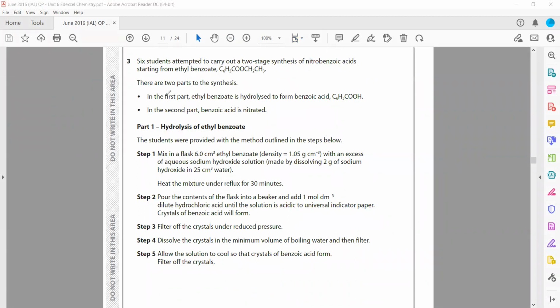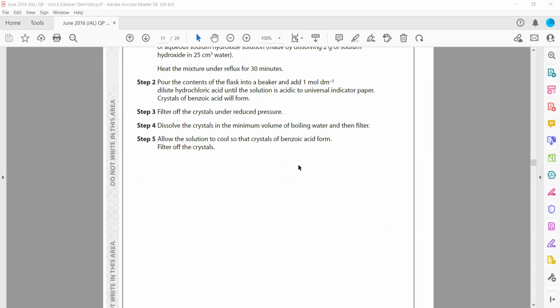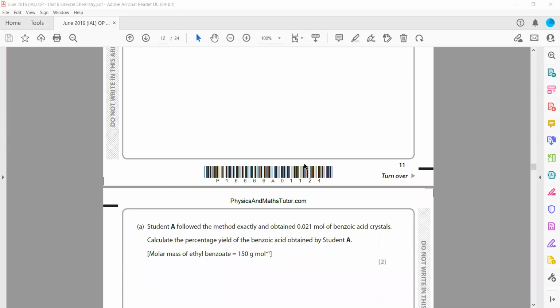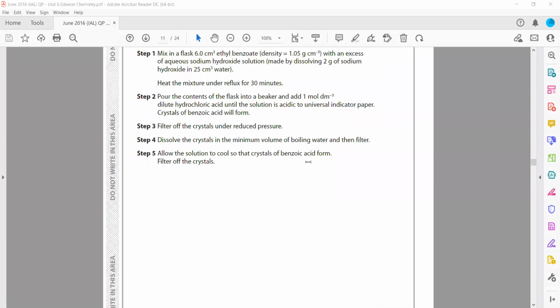So two parts are there. The first part, ethyl benzoate is hydrolyzed to benzoic acid. In the second part, benzoic acid is nitrated. So hydrolysis of ethyl benzoate, that is given how it is done. The first part, and the second part is the nitration of benzoic acid.